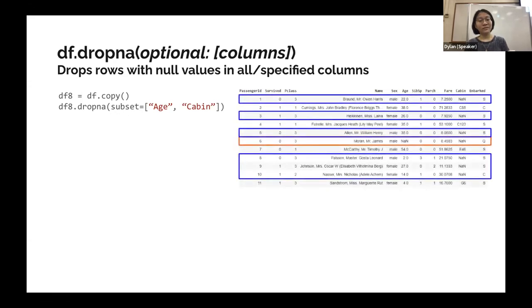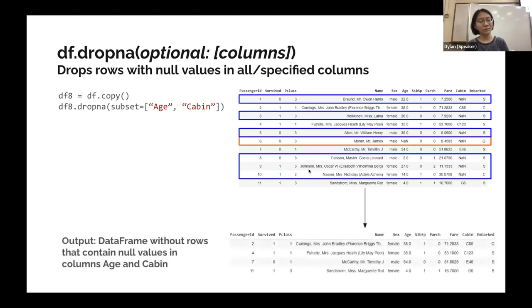So here's a visualization again. You have the whole data frame, and for the column cabin, if the value in cabin is NaN, it will be boxed out in blue. And if the age is null, it will be boxed out in orange. What Pandas does is filter out these boxed rows and remove them from the data. So you get the four remaining rows, and the output is the data frame without rows that contain null values in those columns. If you were to pass it without the subset, it would look at all the columns and return all the rows without null values.